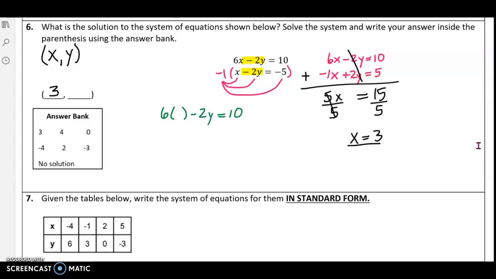Remember, I don't know y yet, so it's going to stay y. But I do know x. X is 3. So 6 times 3 is 18. Now I am going to try to get that y by itself by getting rid of that 18 first, by minusing it on both sides.